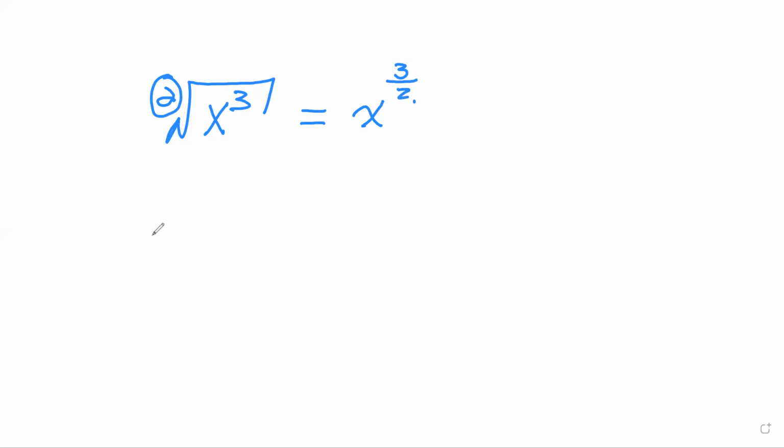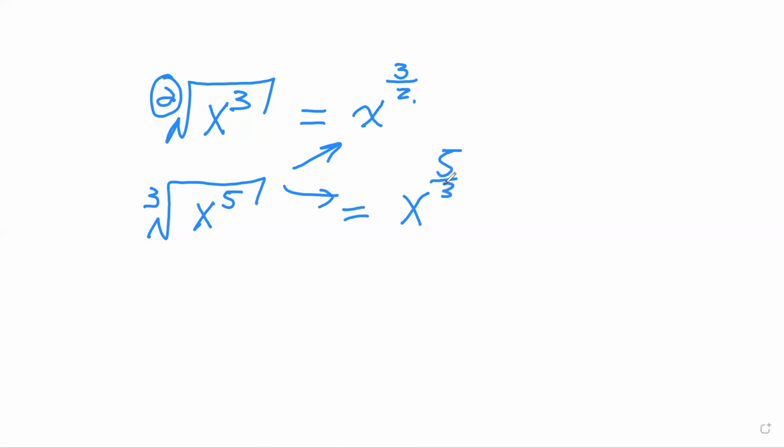Let's do another one. Say like you had x to the 5th. And now we do the cube root. So there you would have to put a 3 there. And that means that the 3 will go into the denominator in our fractional exponent. So when we do that calculation, you would get x to the 5 divided by 3.